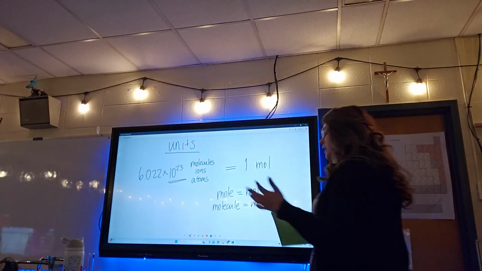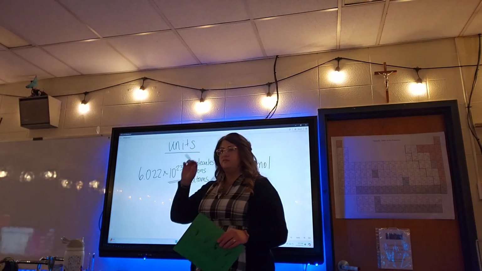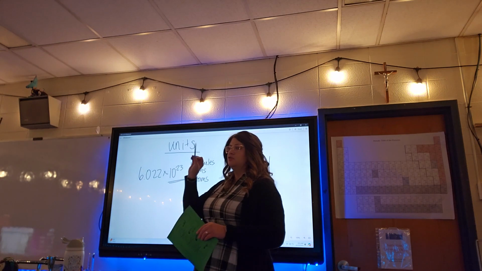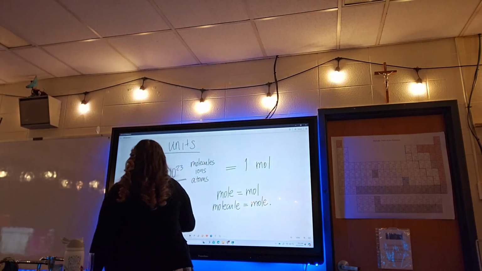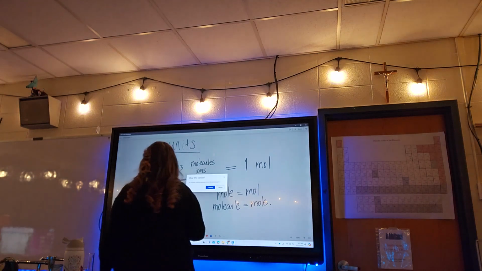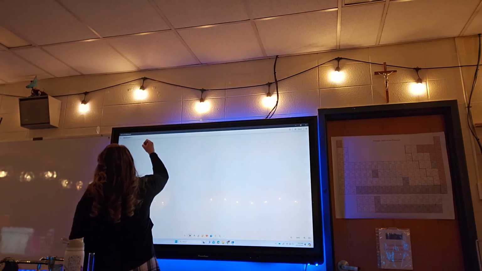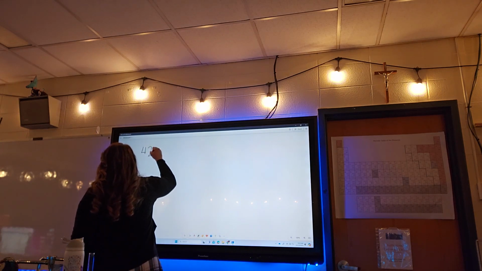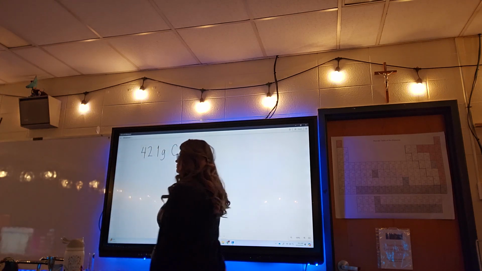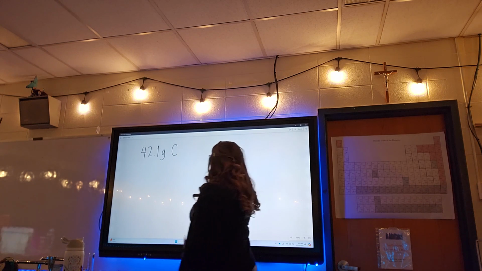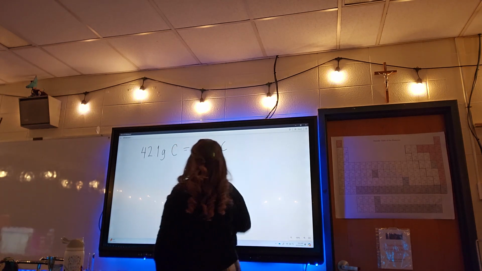You're going to use your same process, your dimensional analysis, where you're crossing off your units. The numerator unit becomes the denominator. You will use the whole thing. Okay, so let me give you an example of how something like this would work. Let's say that we're given a number of grams of carbon, and we're asked to figure out the number of moles of that substance.